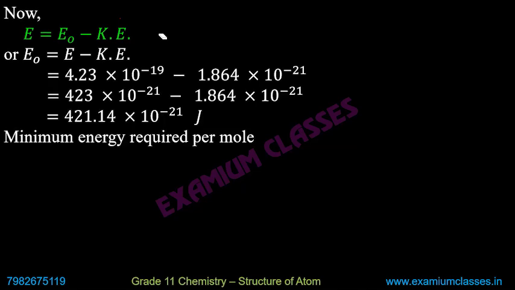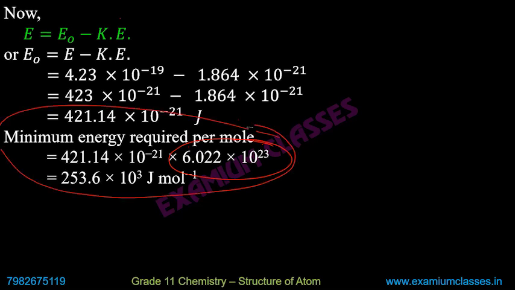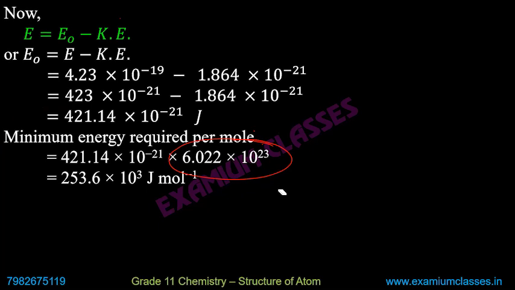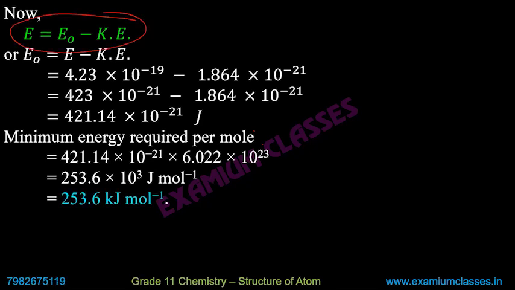And once you get the value, you have to multiply it by 6.02 into 10 to the power 23 to get it per mole. And this is the part where students lose marks, despite me telling again and again that you always see what is asked. A very important point. You need to just use this formula, everything is given.